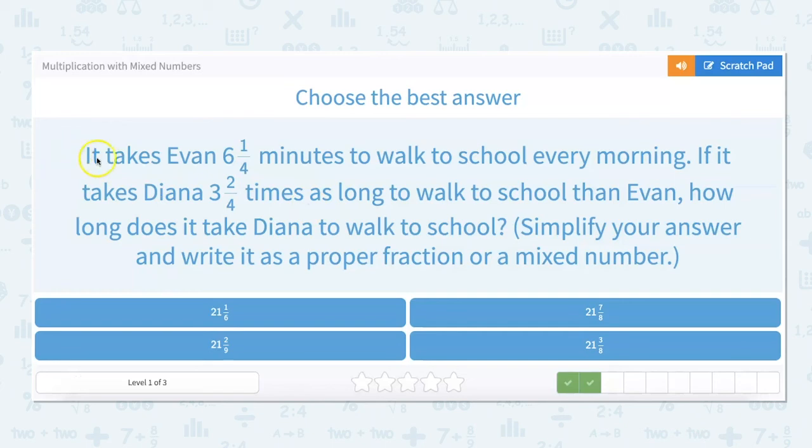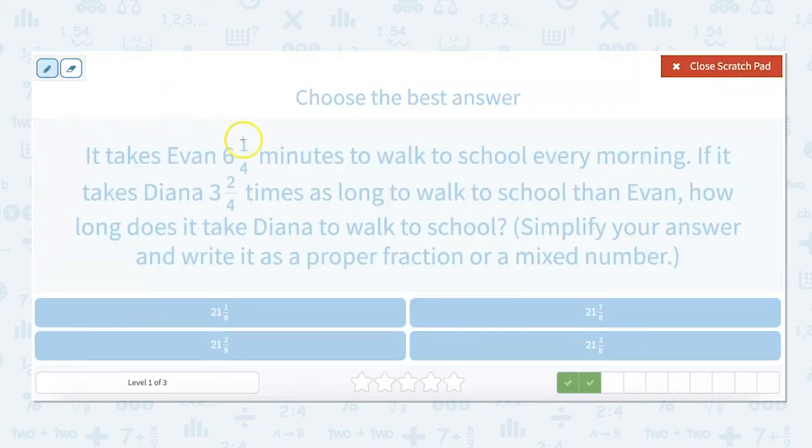Awesome. All right. It takes Evan 6 1/4 minutes to walk to school every morning. If it takes Diana 3 2/4 times as long to walk to school, how long does it take Diana to walk to school? All right, so let's first turn these into improper fractions. So 6 1/4. We do 6 times 4 is 24, plus 1 is 25 fourths, because we keep the denominator.